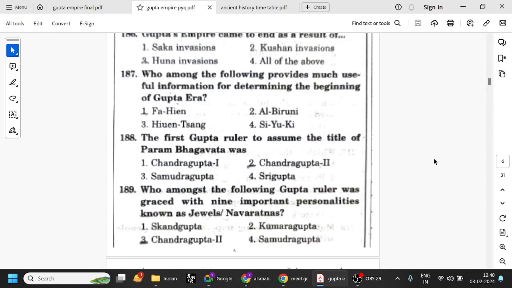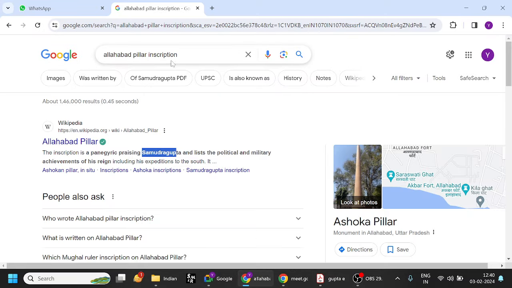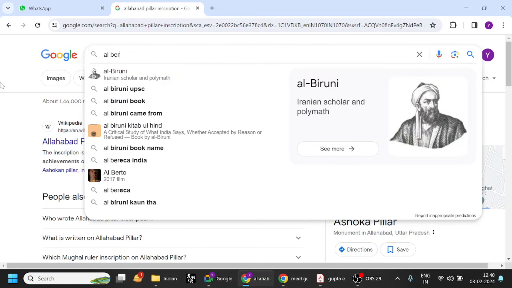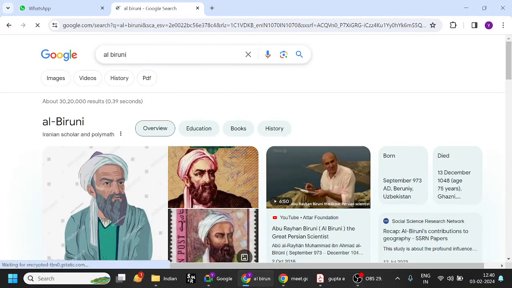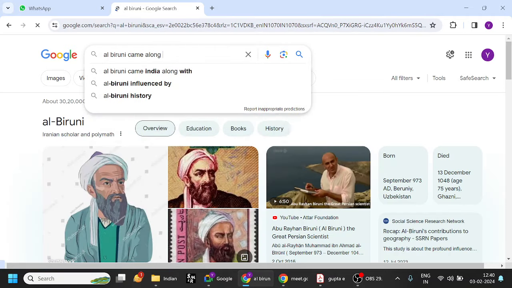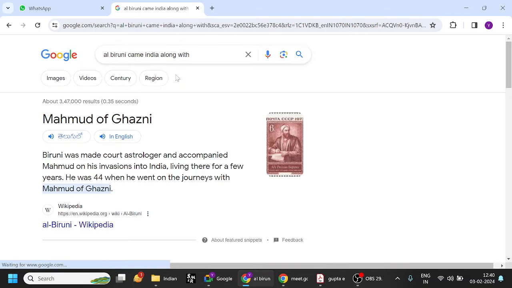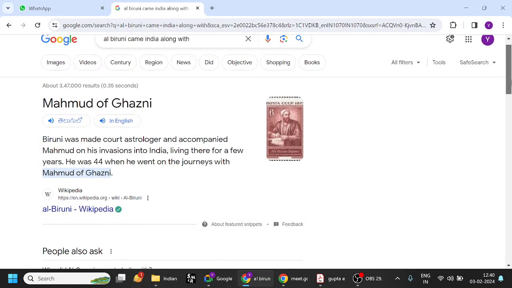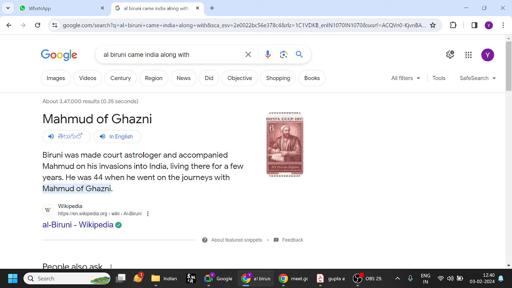Al-Biruni is from the period of Mahmud of Ghazni. He came along with Ghazni. So when Ghazni was invading India frequently, Al-Biruni was a writer, philosopher, etc. He came along with Mahmud of Ghazni, and his observations are also very important. The observations of Al-Biruni give us a lot of information about the society at that point of time.